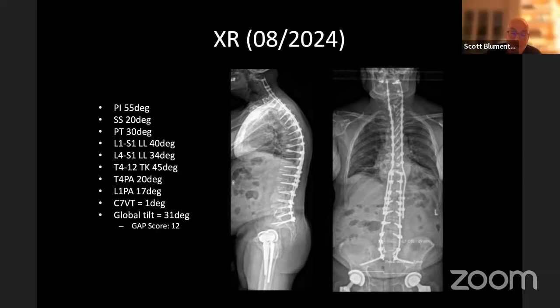No, it's a brilliant result. I mean, considering the symptoms prior and the function post, brilliant result.